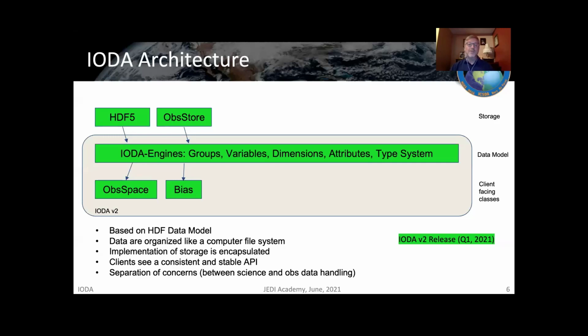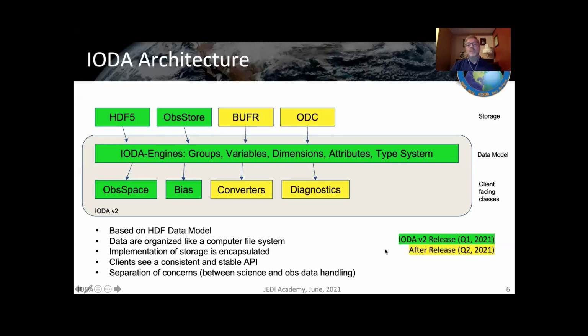What's heavily under development right now, and is going to be available over the next couple of months, is shown here in yellow. We've got active development of support for buffer and ODC. ODC is a library that gives us access to the ODB format that the Met Office uses, so that's for ODB files. And then we're going to be converting some of the internal classes in JEDI for diagnostics purposes.